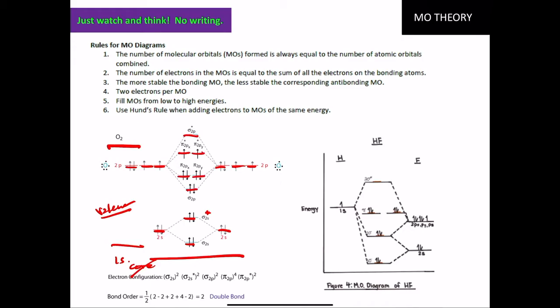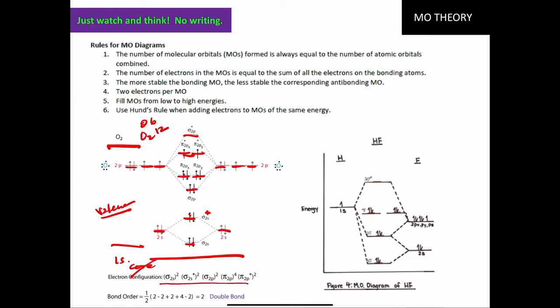All right, here we put in our electrons. So how many valence electrons does O have? It has 6. So O has 6, so O2 should have 12. Let's see if we get it right here. 2, 4, 6, 8, 10, 12. Nice.